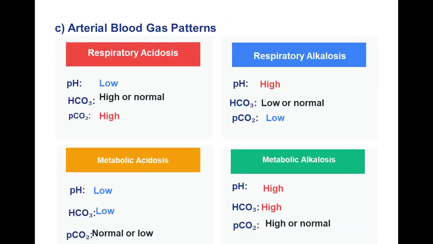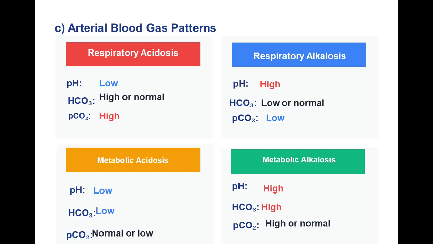Let us finalize our ABG review by combining the expected patterns for the four main disorders. Respiratory acidosis, caused by hypoventilation. The pH is low because the respiratory component, PCO2, is high. The compensatory buffer, HCO3, will be high or normal.